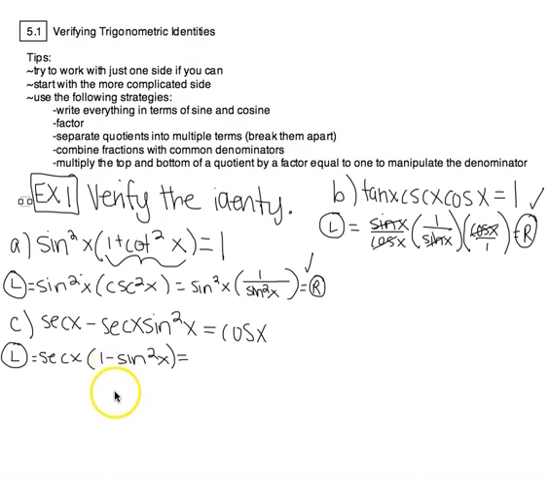If I look at my list of identities under Pythagorean identities, we see that sine squared x plus cosine squared x equals 1. If I manipulate that identity, I can make it look like 1 minus sine squared x by subtracting sine squared x on both sides, which means that if I did that, what I would have is cosine squared x. So this guy right here is equivalent to cosine squared x. So that means my next step would look like this.